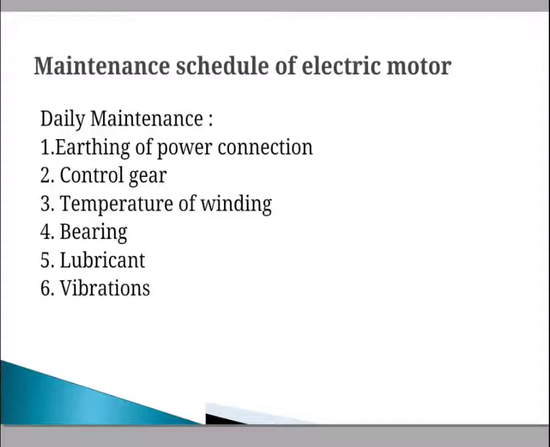In the daily maintenance, we have to check the earthing of the power connection. You have to inspect and tighten if the connections are loose. Then we have to check the control gear, inspect fuse and relay setting is proper or not. Then we have to check the temperature of winding. In the temperature of winding, look out for overheating. We have to find the reason behind why the overheating takes place. What are the reasons? If the load on the motor increases, then we have to reduce the load on the motor.